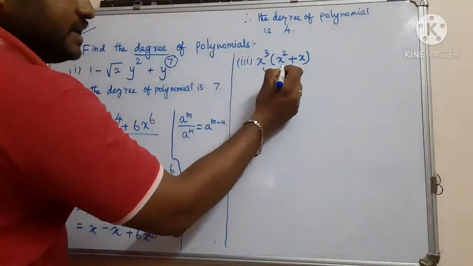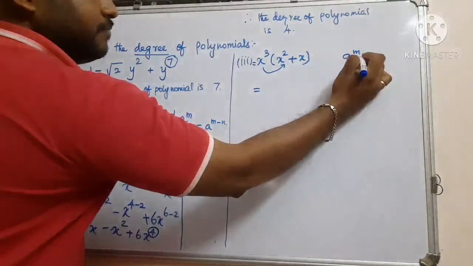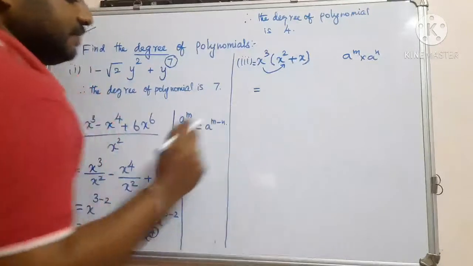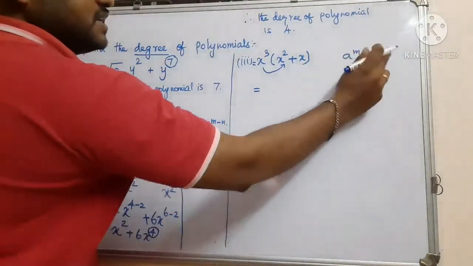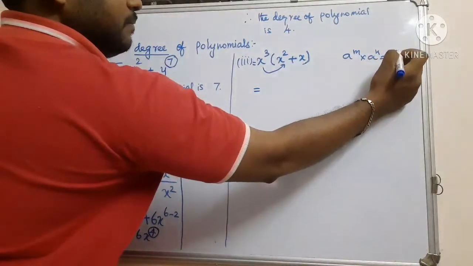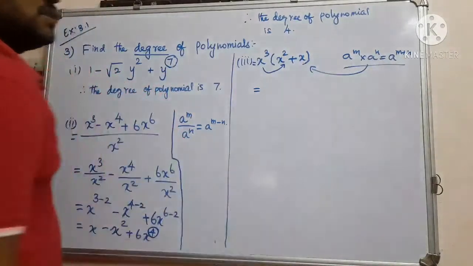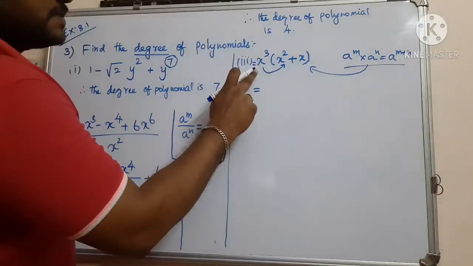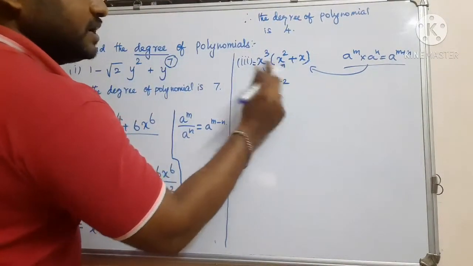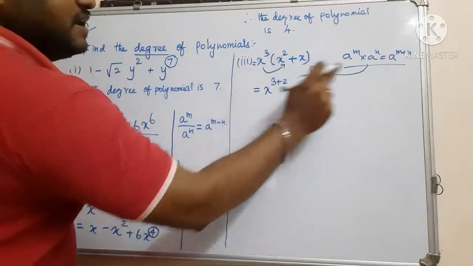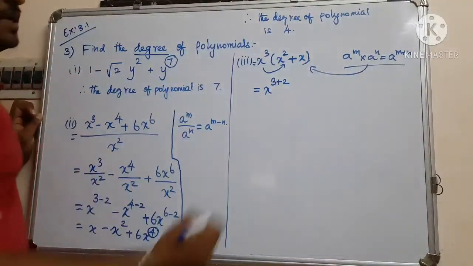So x cube into x square: you know that a power m into a power n, where the bases are the same and the powers are different, means you have to add the powers, m plus n. The same formula is used in this question. x power 3 into x power 2 is x power 3 plus 2, because the bases are the same and the powers are different. If it is multiplication, you add the powers, taking the common base.